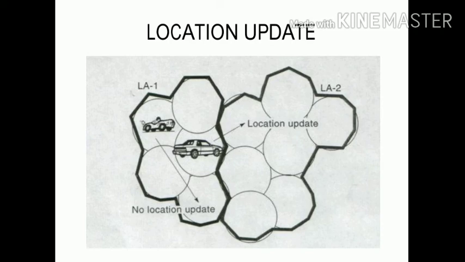It sends an acknowledgement to the new VLR. After that registration, cancellation is sent to the old VLR. The old VLR removes the records and sends a cancellation acknowledgement to the HLR. So after all these processes, the location update is completed.